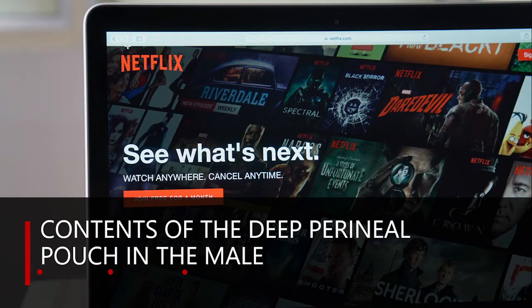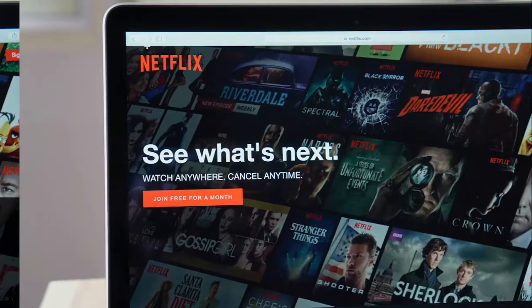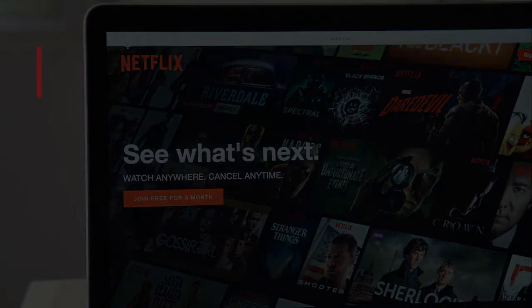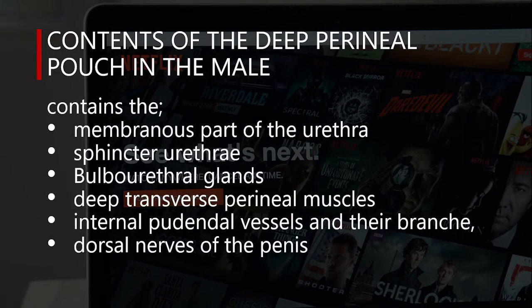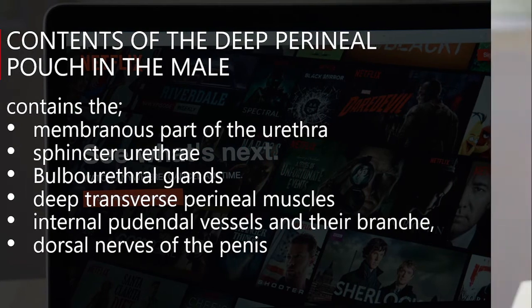So, contents of the deep perineal pouch in the male. It contains the membranous part of the urethra, the sphincter urethrae, bulbourethral glands, deep transverse perineal muscles, internal pudendal vessels and their branches, and the dorsal nerve of the penis.